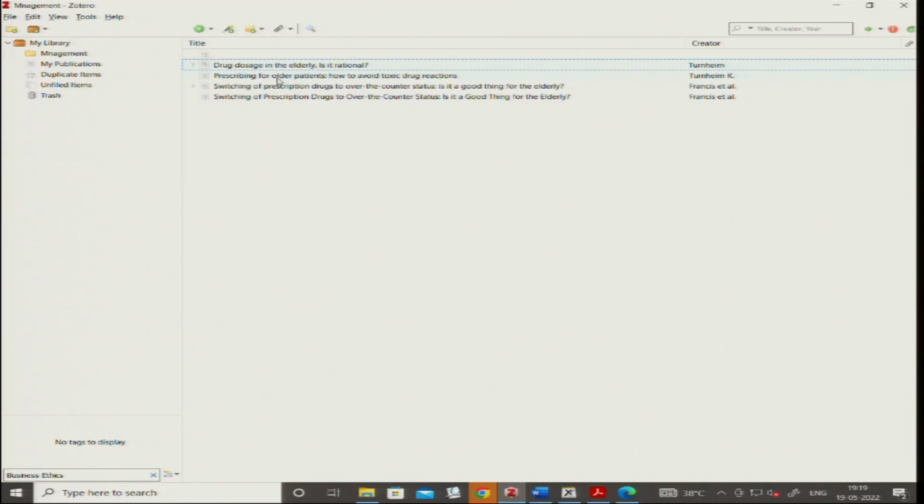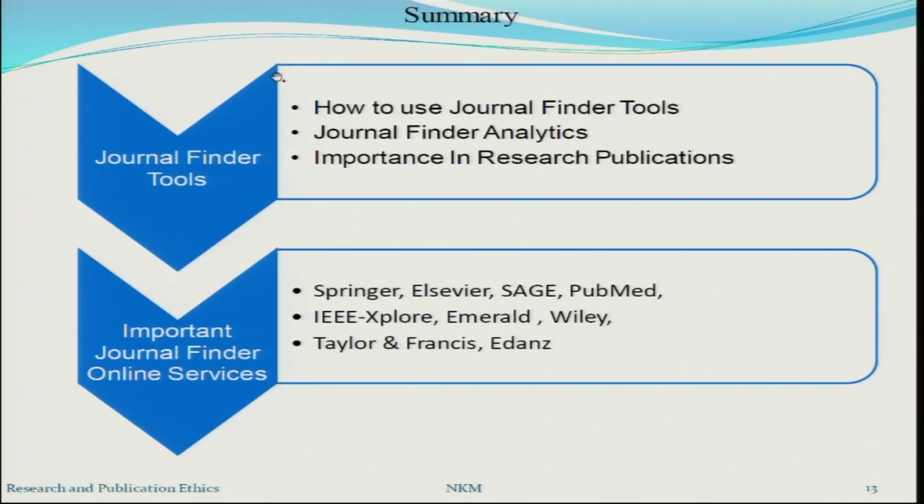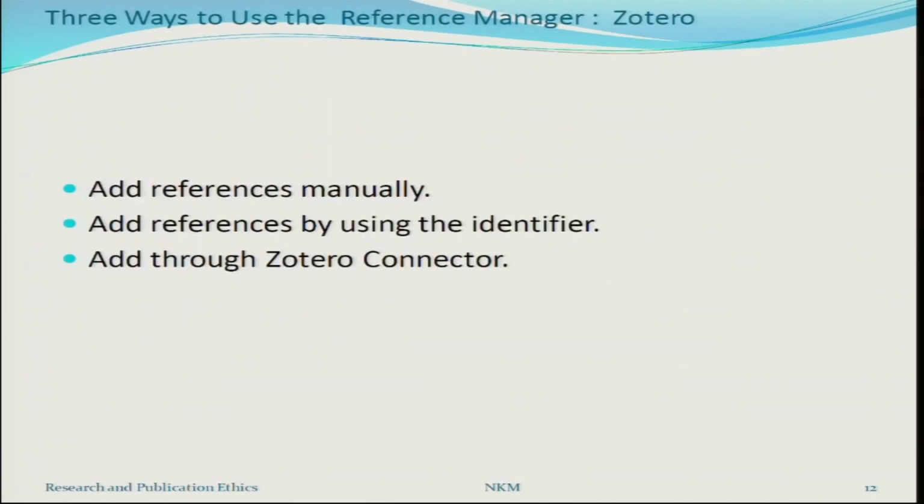So let's move ahead, okay, to the end part of the lecture. So yes, let's summarize, okay. So we tried to understand 3 ways: add reference manually, add references by using the identifier, add through the Zotero connector. Now let's summarize what we did in this lecture.